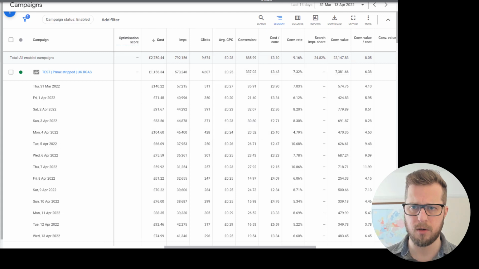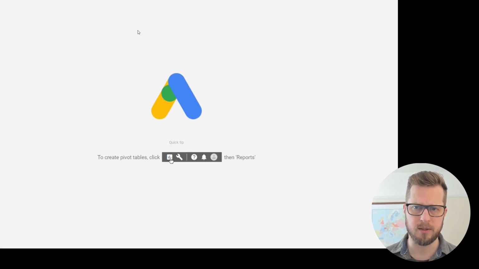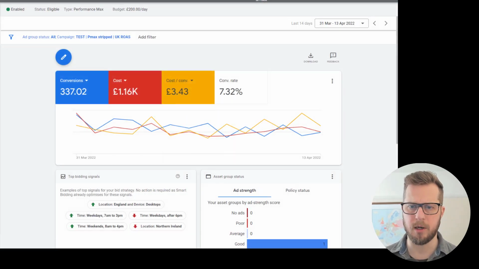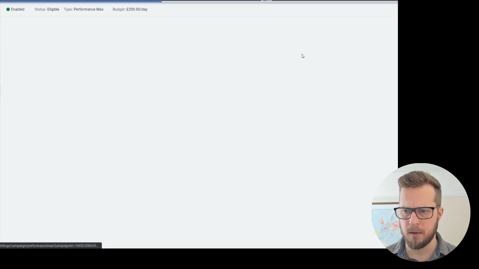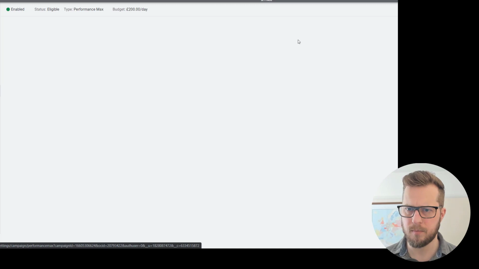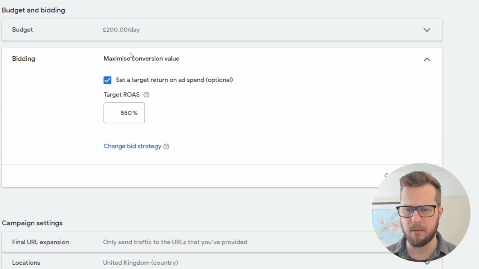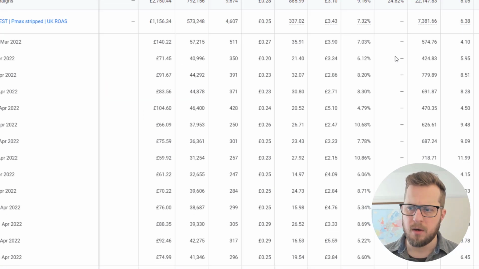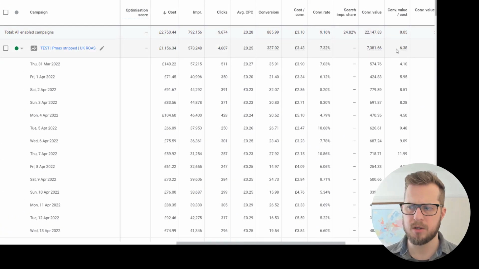In fact, let's have a look at what the ROAS is set at. Isn't Google Ads really quick to load these days? So we have a max conversion with a target ROAS set. We have a T ROAS of 550, and we are achieving 6.4. Okay, so Google's actually slightly overperforming our target here, which is good.